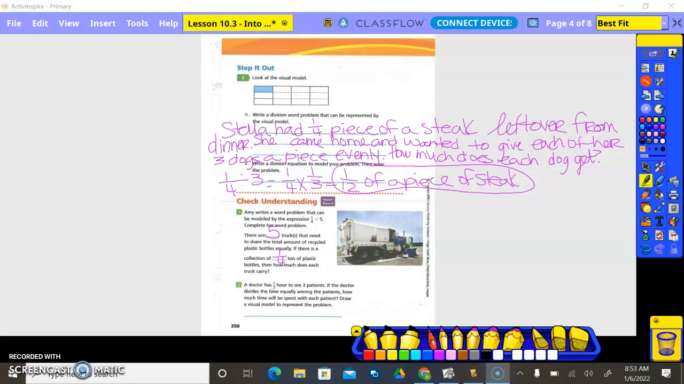Okay. Let's look at number 2. A doctor has half an hour to see 3 patients. If the doctor divides the time equally among the patients, how much time will be spent with each patient? Draw a visual model. So we have the half hour, the 3 patients, and then how much time will be spent with each patient? So if we have our big square, draw it in half. How many sections do I break it into? 3. So 1/2 I break into 3 sections.